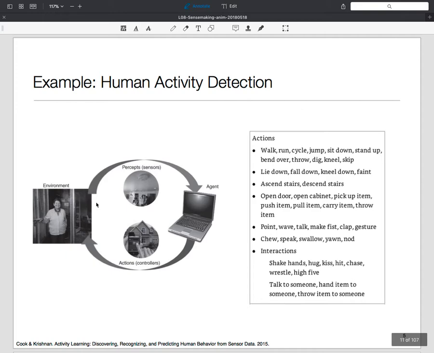So let's take an example. This is out of a project from Washington State University, Pullman. What these guys have been doing is working in this area called aging in place. Essentially, old people at their home, providing assistance for them, looking for their well-being and things like that. And in the process of that, they have a whole bunch of apartments and houses that they have instrumented, and they try to detect human activity.